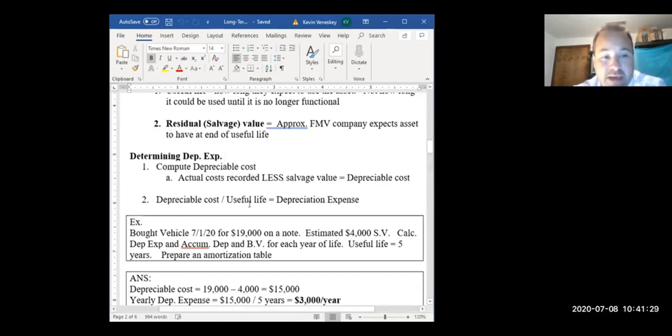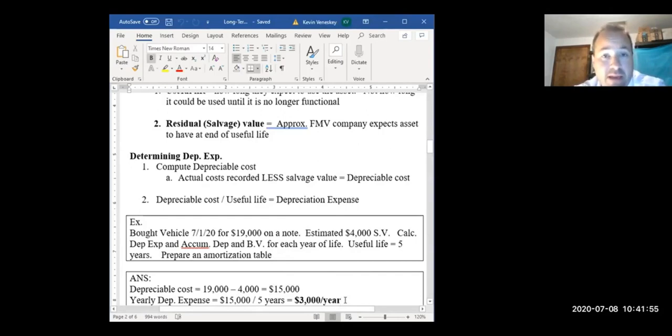So go back up to my steps. Step one, take my cost of the asset minus the salvage value. So it has a depreciable cost. That's what I'm going to depreciate it on, is $15,000. It's still on my books for 19. This is just what I'm using as my numerator. Take the 15 divided by 5 years. So that's $3,000 a year.